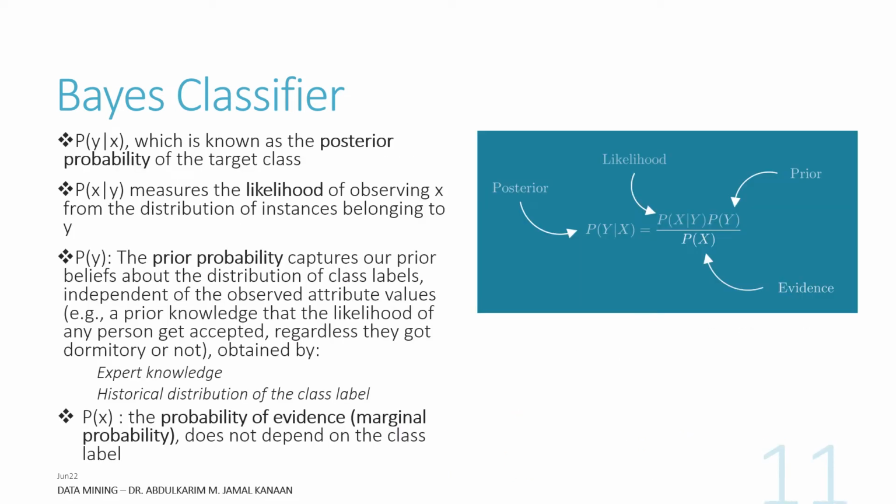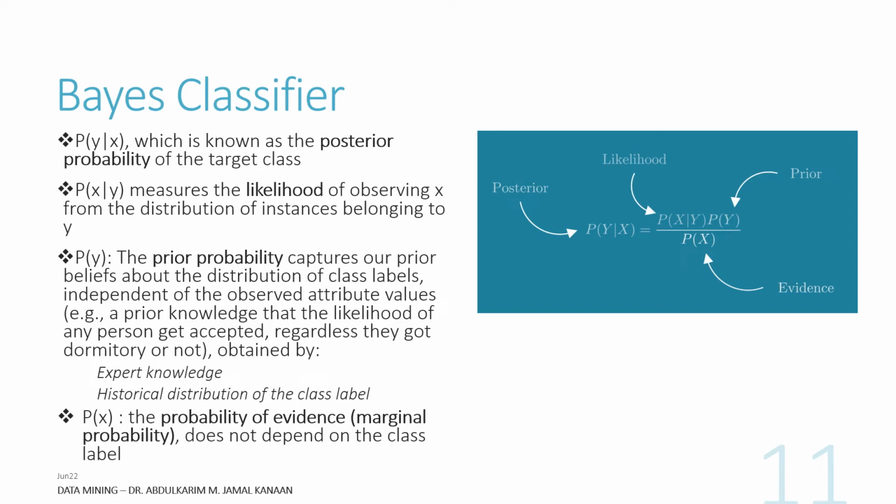Let's understand further what these terms are. On the right hand side, we have the probability of x given that the event y occurred, multiplied by the probability of y, divided by P(x). Now the left hand side, the one that we are after, we call the posterior. Given x, the probability of y is known as the posterior probability of the target class. P(x|y) is called the likelihood, which measures the likelihood of observing x from the distribution of instances belonging to y.